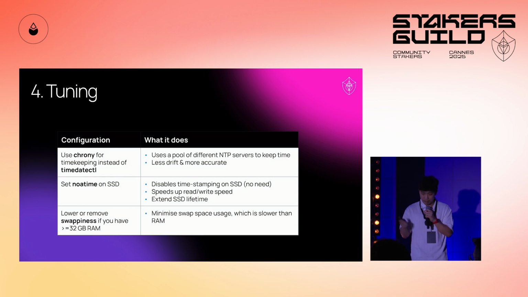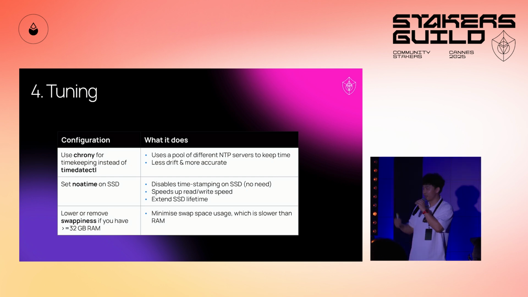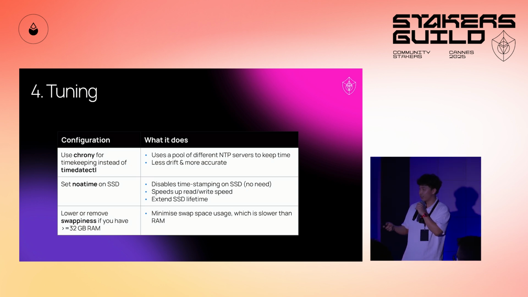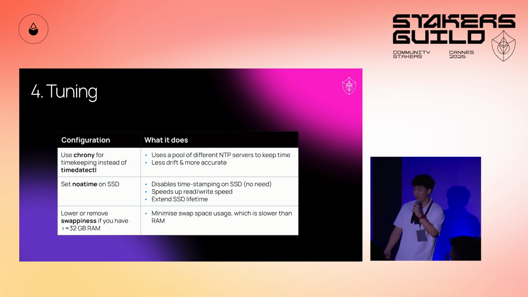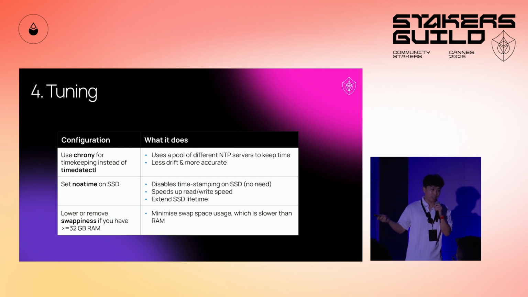You can also speed up your disk by doing something called noatime. You set this on your SSD, and it will disable access timestamping, which Ethereum validator nodes do not need. It speeds up your read and write speed, and it also extends your SSD lifetime. Final configuration is that you can remove or lower swappiness entirely if you have more than 32 GB of RAM. It basically minimizes the swap space usage, which is slower than using RAM.